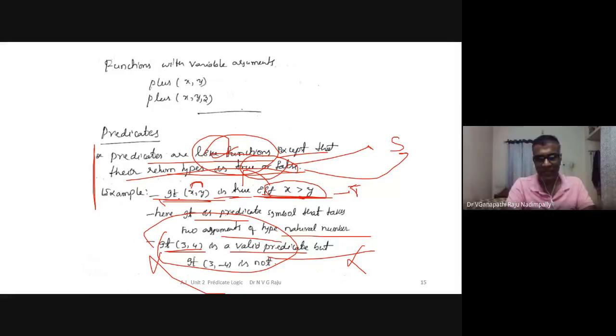One thing, please observe my condition. GT x comma y is true if x is greater than y. Now I am not taking 4 is greater than 3. I'm always checking whether it is satisfying my condition. If it is satisfying, I will call it a predicate. If it is not satisfying, I will not call it a predicate. It is not a valid predicate. Okay.